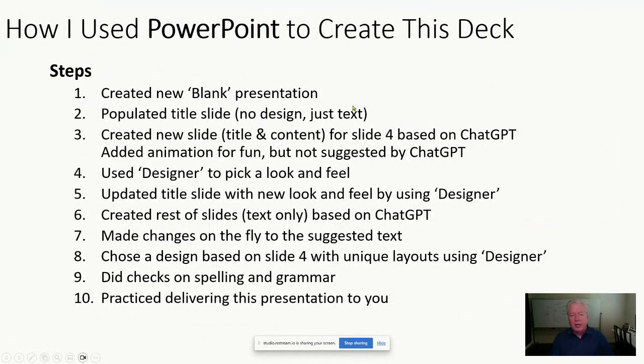So, and I guess I could have built this up, but basically I went into PowerPoint, I created a new blank presentation, right? I populated the title slide with nothing special.